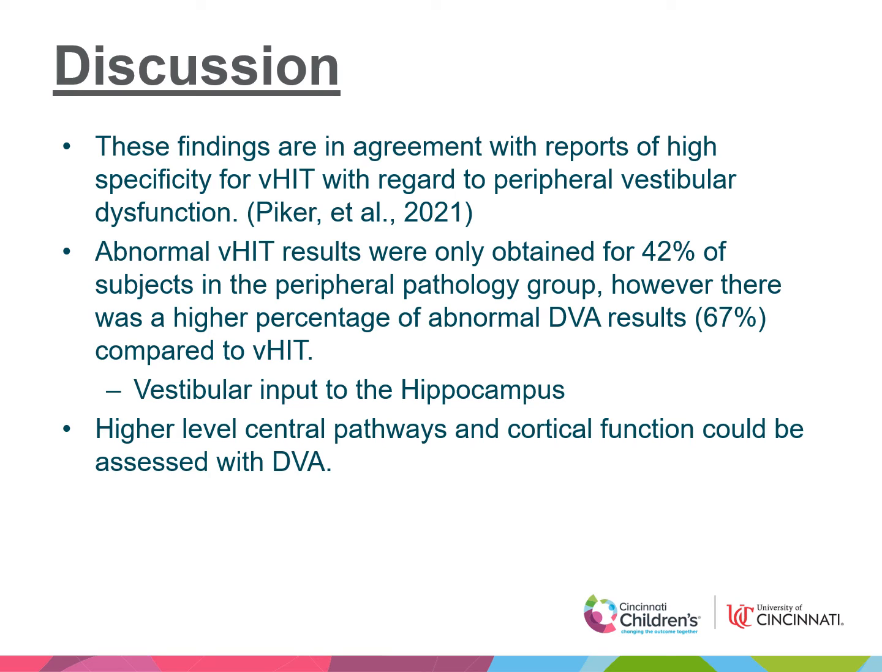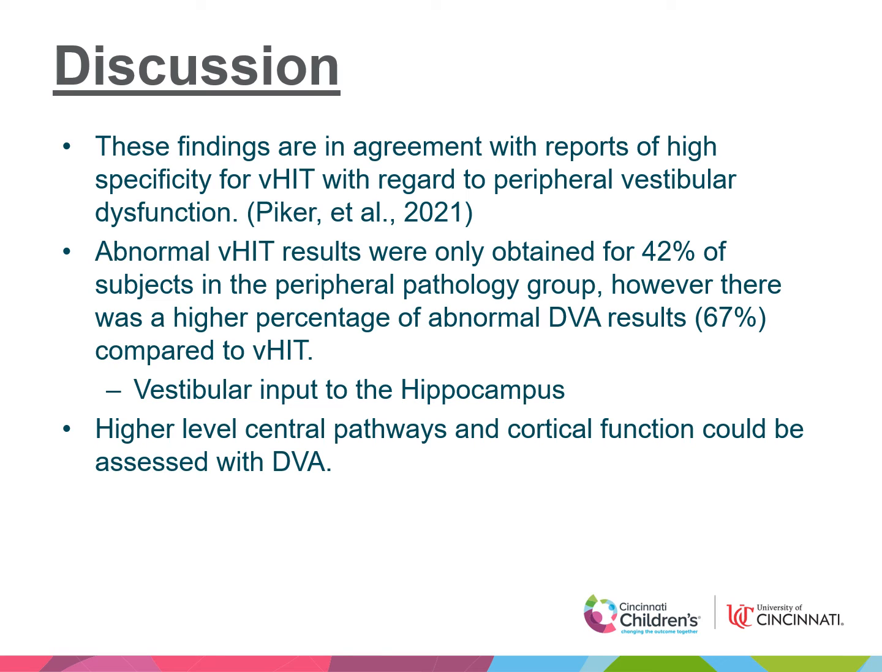When looking at subjects with peripheral pathologies, there was a higher percentage of abnormal DVA results than vHIT results. Abnormal vHIT results were only obtained in 42% of those subjects, while DVA abnormal results were obtained in 67%. A study conducted by Smith in 2013 reported that there are projections to the brain from the peripheral vestibular end organ. One of the structures receiving these projections is the hippocampus.